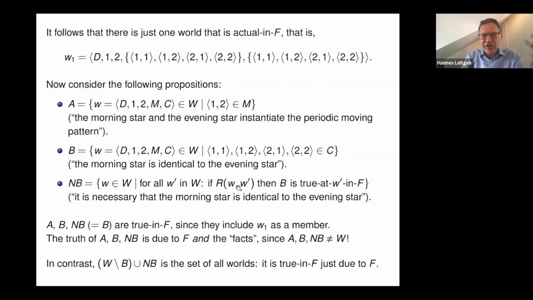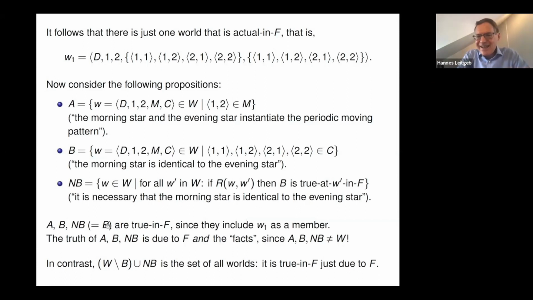And then we also have propositions that we would informally think of as involving necessity now. And that's my idea, okay? So you would want to say maybe that it's necessary that the morning star is identical to the evening star. And you can do that here by collecting the set of worlds W such that if you take all the W primes that are accessible through R from W, the proposition B, that's the identity of morning star and evening star, is true at W prime, which is accessible from W here. Okay, so B is true at all the worlds accessible from W. You collect all the little W's, you get a proposition, let's call it NB, the necessity of B as it were. And then it follows that all of these three propositions are true in the framework.